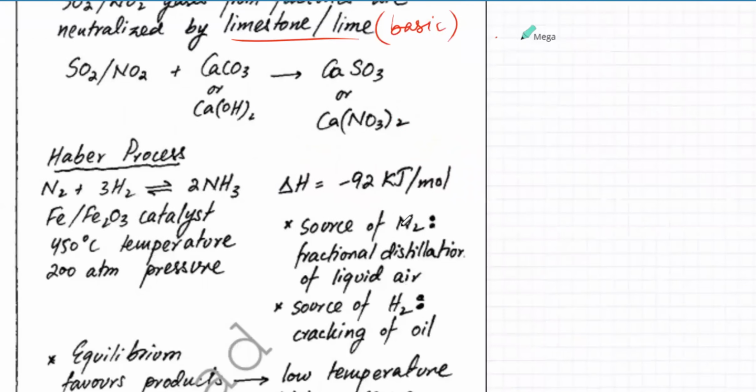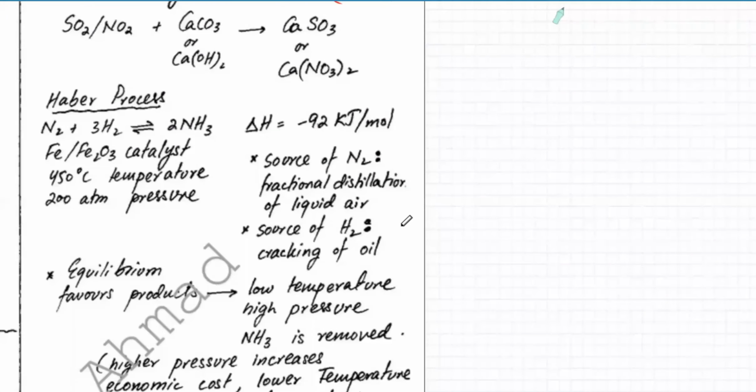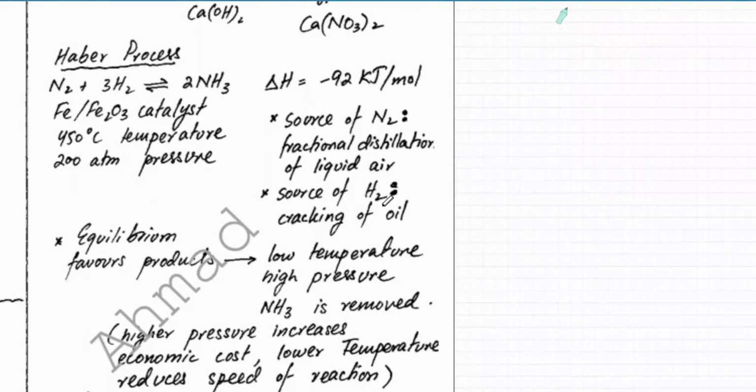Then you have the Haber process that you've studied in O levels. Most of the questions on the Haber process would be linked to the equilibrium chapter. So N2 reacting with H2 and producing NH3. What was the source of nitrogen? You got it from air, because 78% of the air is nitrogen. Where do you get hydrogen? You get hydrogen from cracking of oil. These are the conditions: 450 degrees, 200 atmospheres, and an iron catalyst is used.